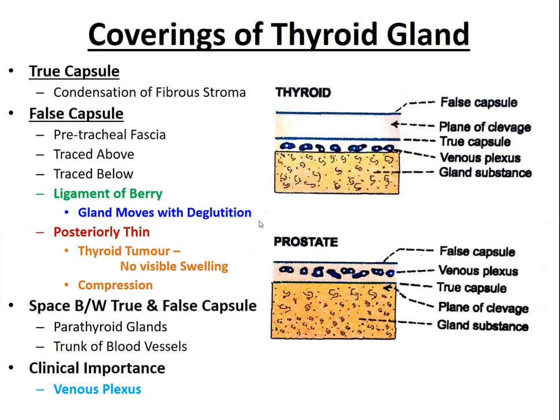In a similar way, this can be compared with the prostate. In the prostate, the venous plexus lies between the false and true capsule, so when removing the prostate we have to keep both capsules and remove the prostate from deep to the true capsule.